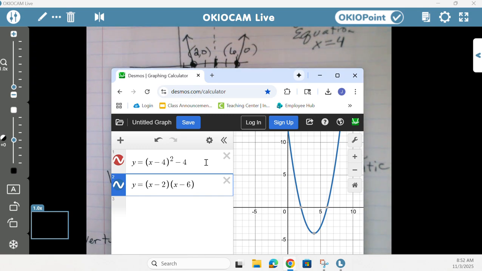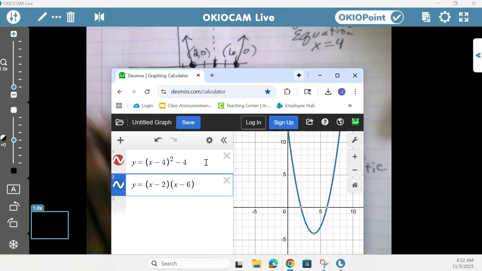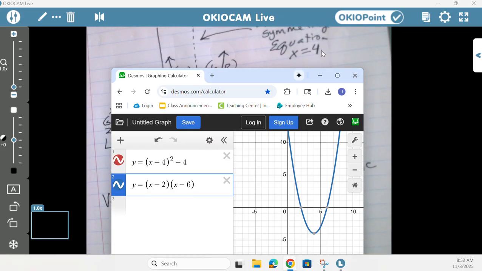I wonder if we can write the standard form for the quadratic. I don't even want to talk about that right now because that's not a part of this lesson. Are there any questions on just this information right here?